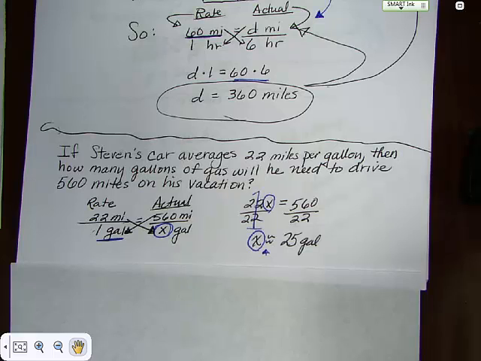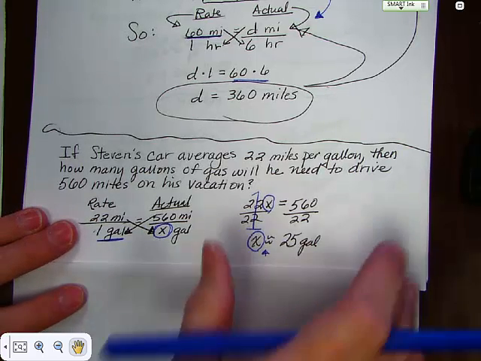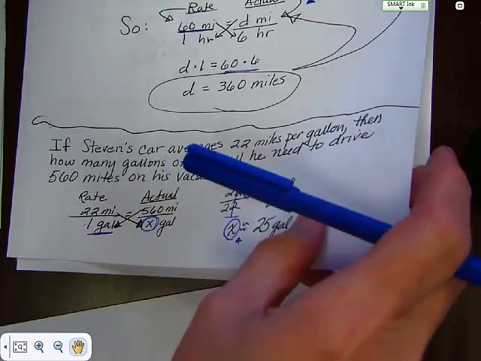I wouldn't bet my life on the 25 gallons. I would probably plan money-wise for at least 26 or 27, just to be safe. I would have a little bit more. You don't want to run out of gas, right? Don't want to run out of gas. Okay, so here's another example.